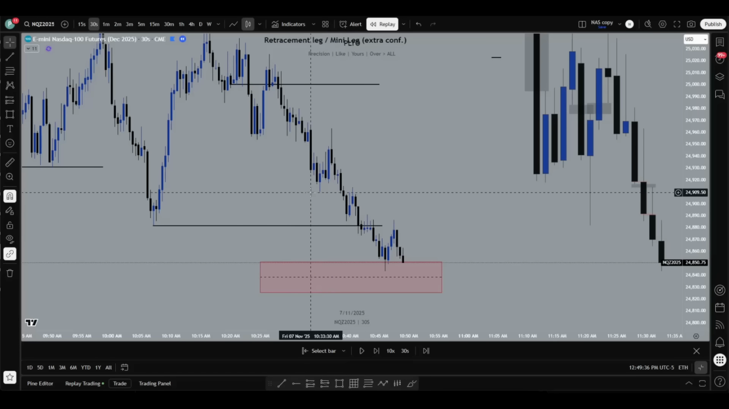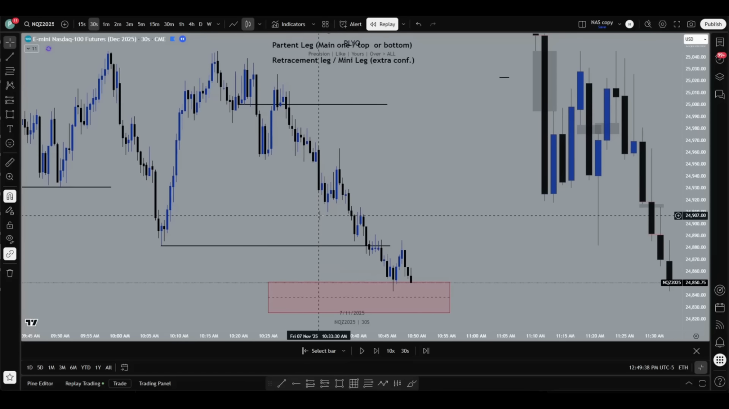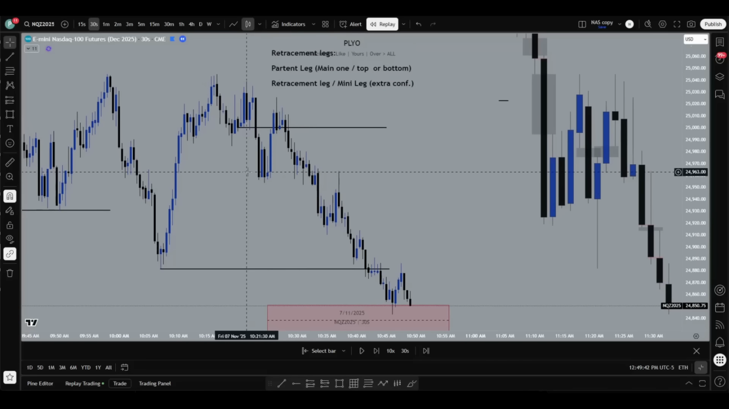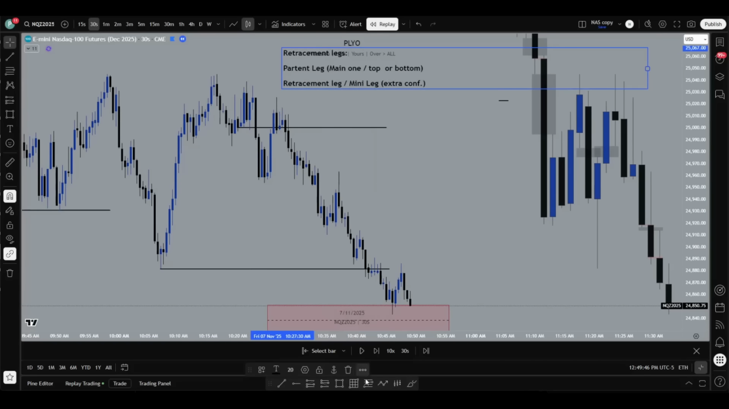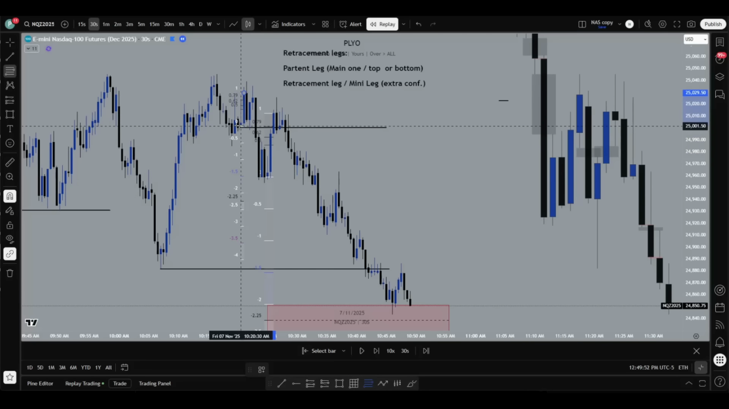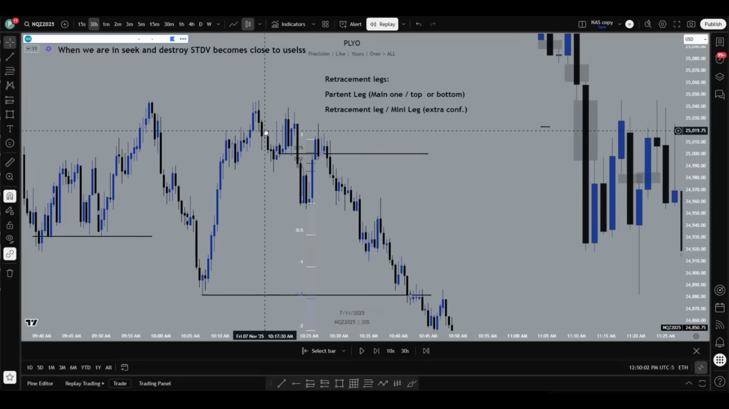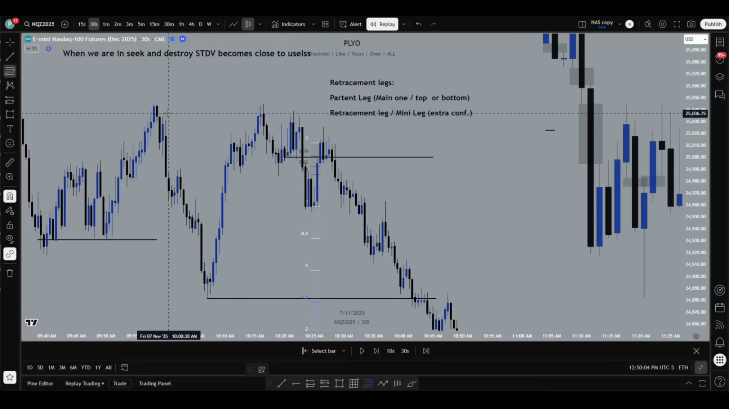Now for the mini legs, you can't really expect -2 to be as powerful as a bigger standard deviation, because it kind of does matter the size of standard deviations. For example, this retracement leg is a lot bigger than this other mini leg that we have here. It's really this retracement leg right here is bigger than even the parent one at the top. But technically speaking, the real parent leg is this one.